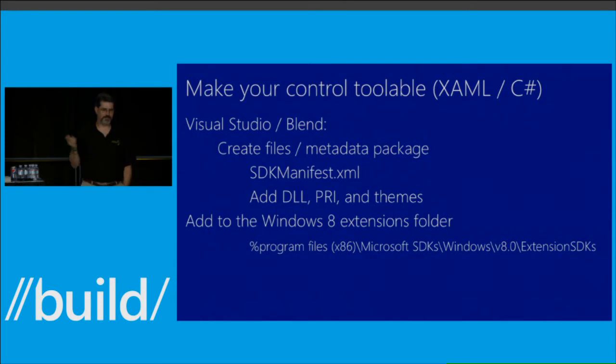You then have to put it in the Windows. This is if you're not doing a VSIX package. If you just want to have this thing show up, you can copy it manually. Not recommended, but it's possible. Maybe you're just testing. Into the Program Files x86, Microsoft SDKs, Windows V8 Extension SDKs. And there's probably now a V8.1 if you install the 8.1 preview.